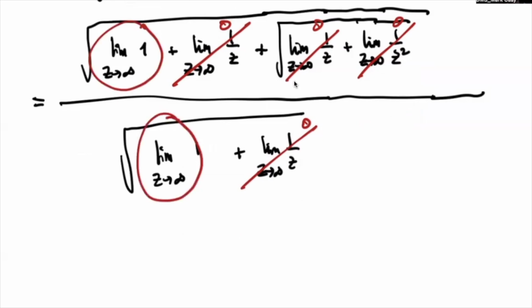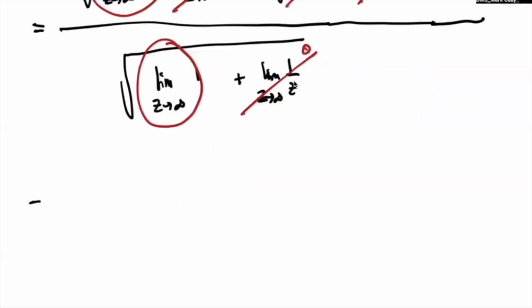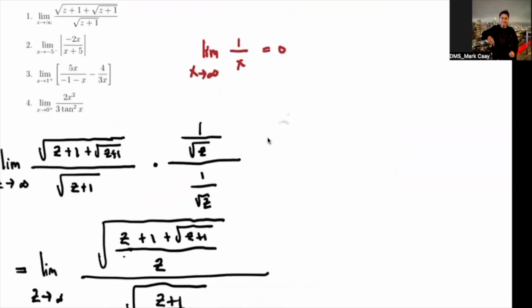And remember, this is a limit of a constant, so therefore the answer here is constant, which is 1 over the square root of constant, which is 1. So therefore, the final answer is 1. If you have any question or clarification for this, let me know.